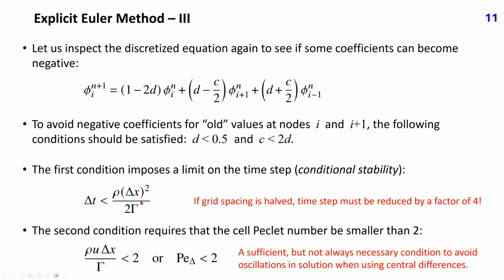This condition is severe when wall boundary layers are resolved with a small grid spacing or when elsewhere small cell size is necessary. The second condition requires that the cell Peclet number should be smaller than 2. This is a sufficient but not always necessary condition to avoid oscillations in the solution when using central differences. One example of such oscillations is shown in slide 17 of lecture 6.